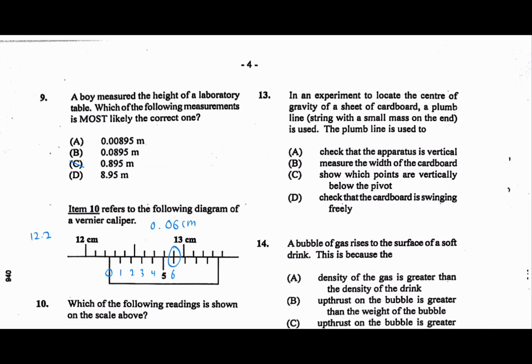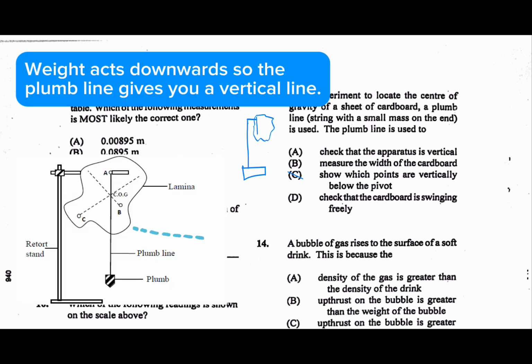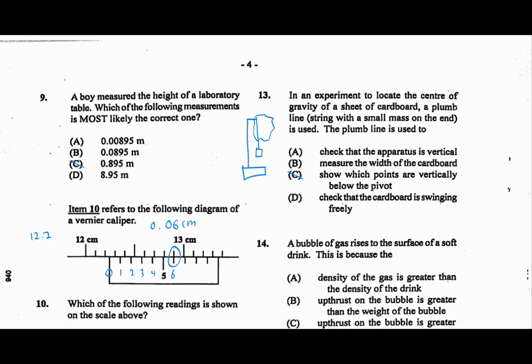Question 13. In an experiment to locate the center of gravity of a sheet of cardboard, a plumb line, a string with a small mass on the end, is used. The plumb line is used to, C, show which points are vertically below the pivot. Typically you'd have a retort stand and a pin here, and on the pin, you would attach the irregular shape. Then you would take a string with a mass, and that would define the plumb line. The plumb line tells you the vertical point right below the pivot.